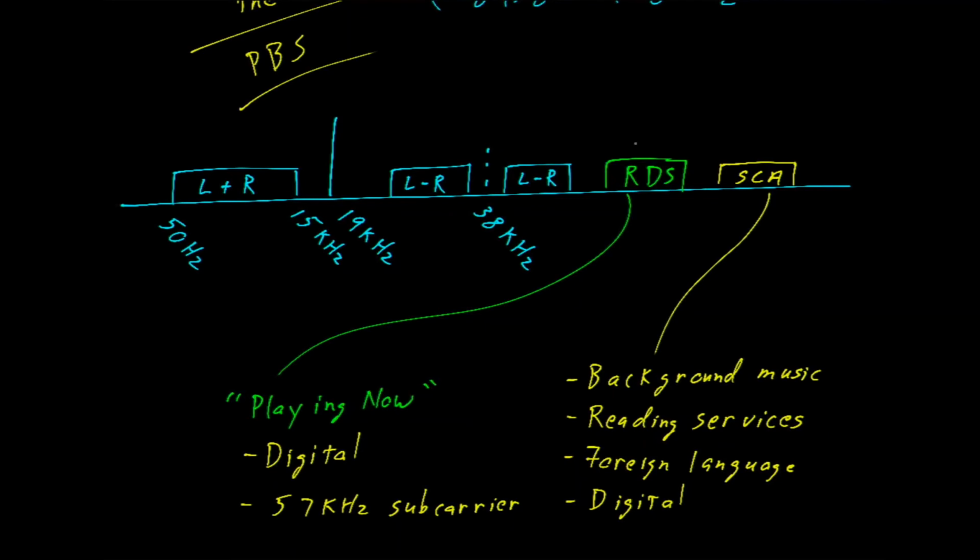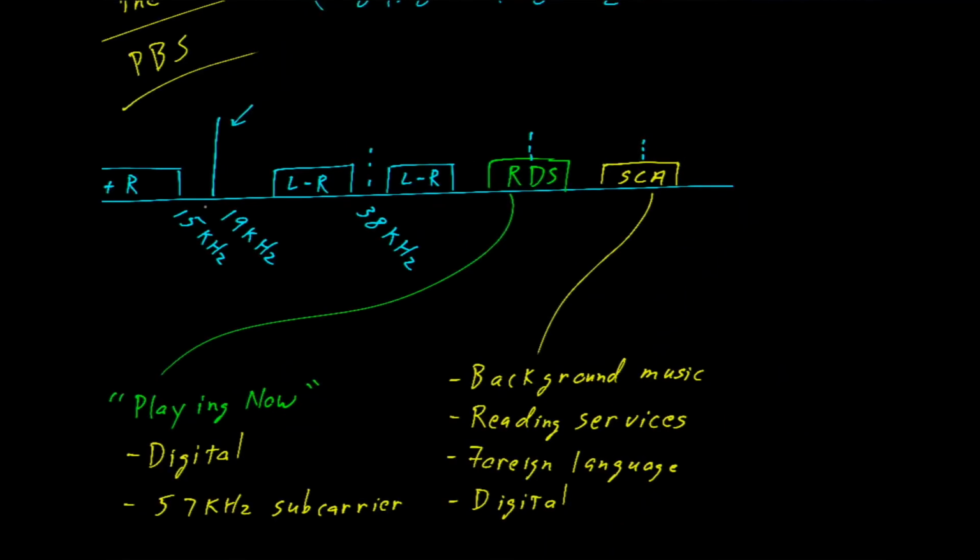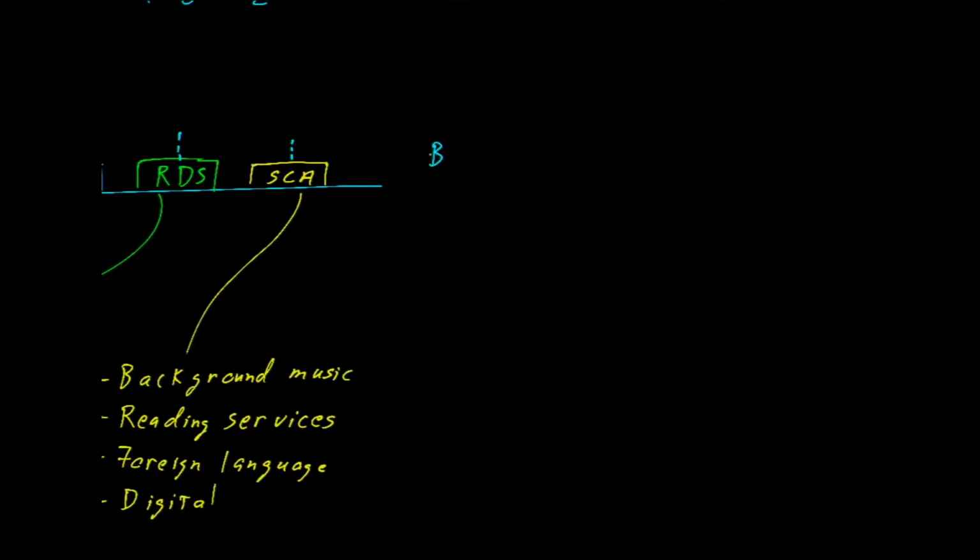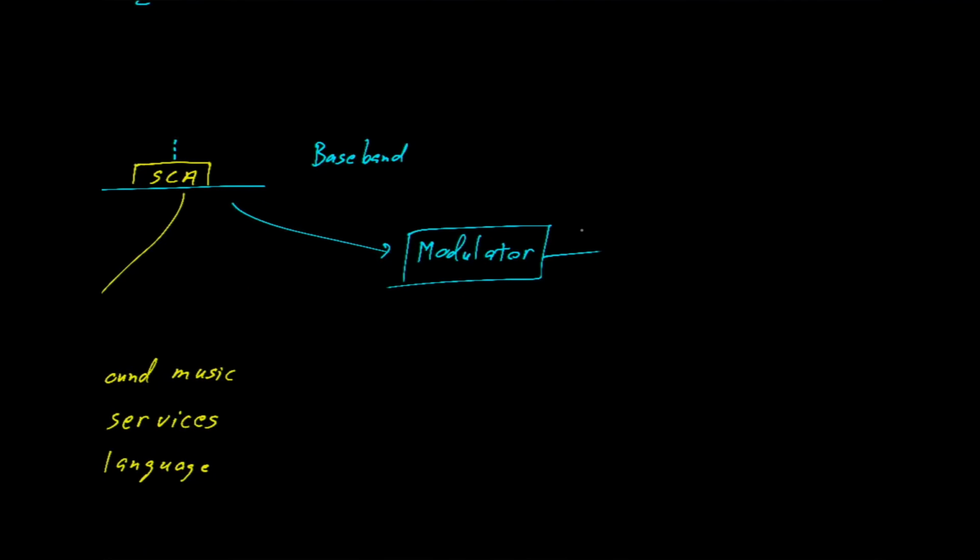We have multiple subcarriers. For example, RDS may be centered there, SCA is centered there. Stereo is centered at 38 kilohertz. It has this 19 kilohertz pilot tone to help with the demodulation, and of course you have the original left plus right. All of this would be considered baseband, and that is the signal that gets sent to the modulator. When the modulator is finished, we have an FM station with a 200 kilohertz bandwidth.